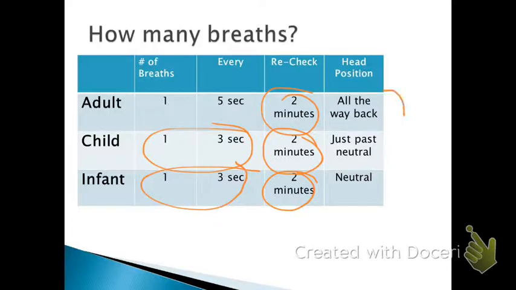Now, again, the head positioning, as you can tell, with an adult, it's all the way back because we're not worried about their airway structures. However, with an infant and a child, we are worried about the trachea specifically, and then the tongue being an anatomical block. So we want to make sure that our head isn't tilted back as far as the adult. Please note the head positioning here, and then our ratios for rescue breathing here.